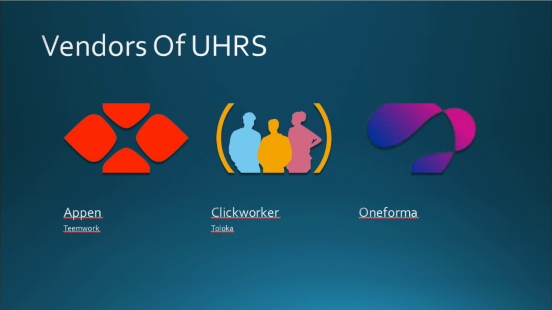Right now, as I am making this video, there are 5 vendors or companies which give you access to UHRS. Before, there were 8 to 9 companies, but now there are 5: Appen, Clickworker, OneForma, Teamwork and Toloka. You can join UHRS through any of these companies.